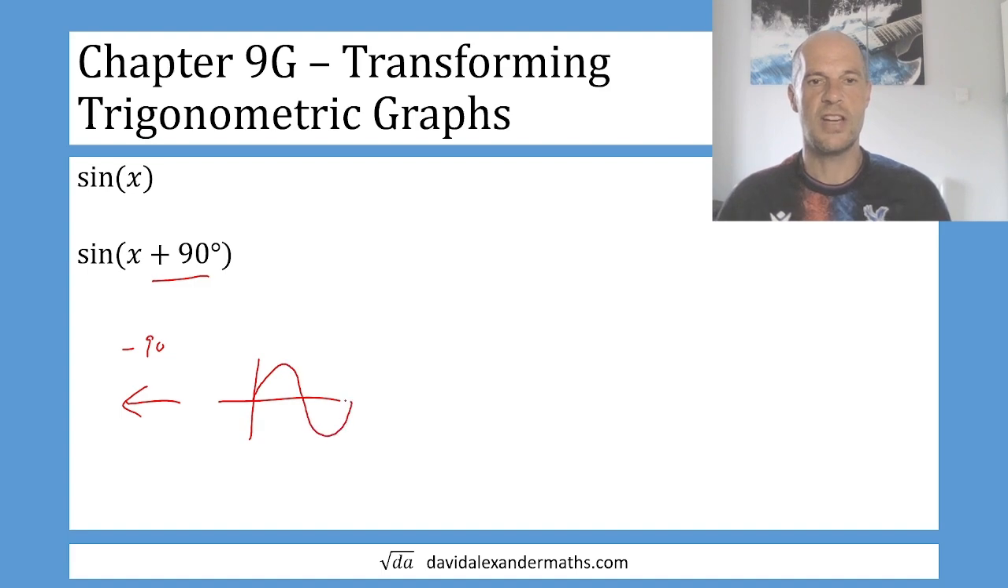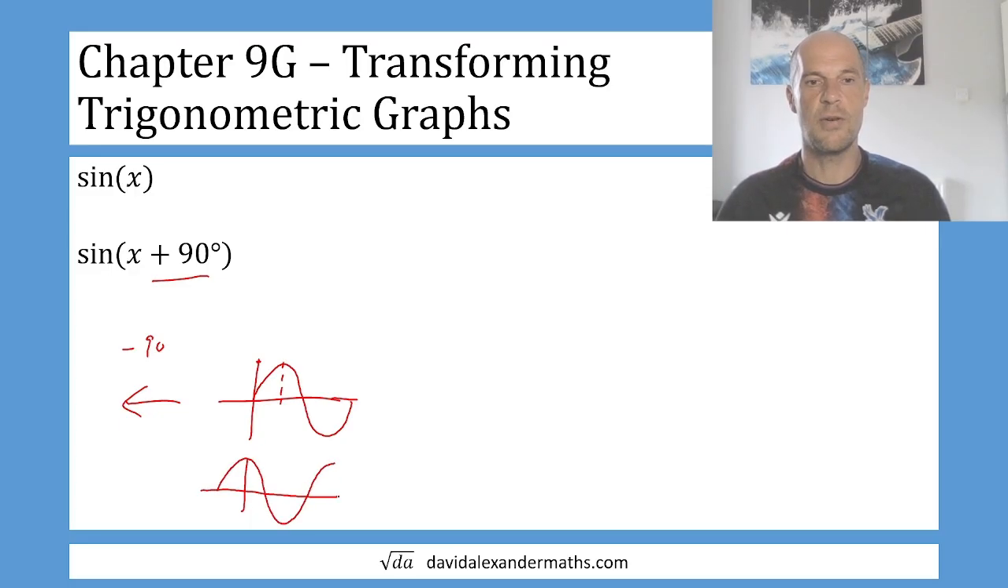So here is the sine of x, and this is 90 degrees here. So if I'm moving this all back 90 degrees, then instead of me getting my maximum value of 1 when it's 90, I'll get my maximum value of 1 when I'm on 0 degrees.